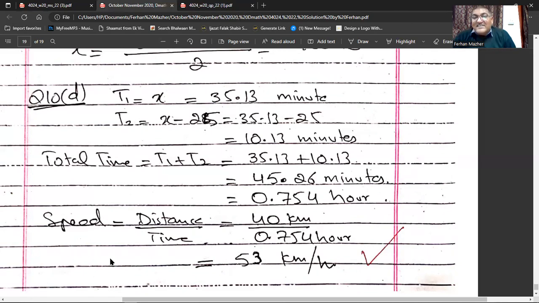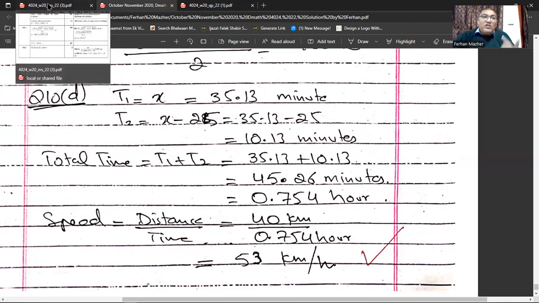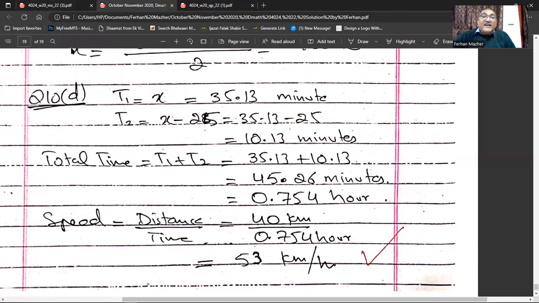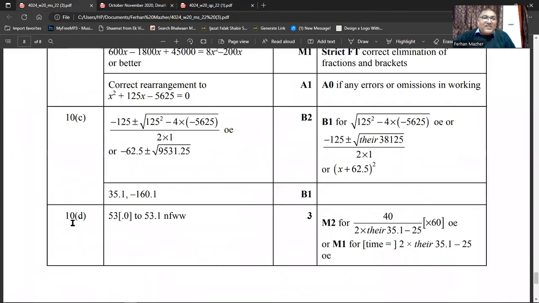When I divide it by 60 to convert it into hours, you will get 0.754 hours. The average speed for the whole journey will be the total distance divided by the total time taken. The total distance of the journey is 40 kilometers. The total time taken is 0.754 hours. So when you divide 40 by 0.754, you get 53 kilometers per hour. That is how you find the average speed for the whole journey. This is a little tricky thing. 53.1 is the right answer, sir.